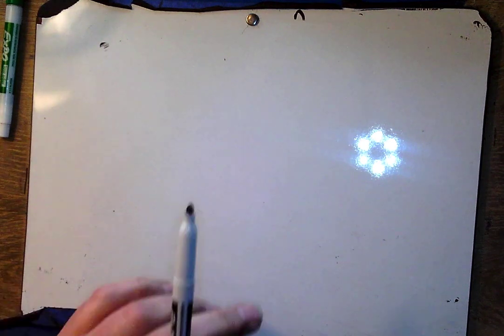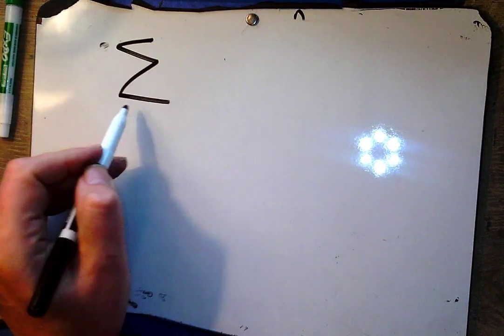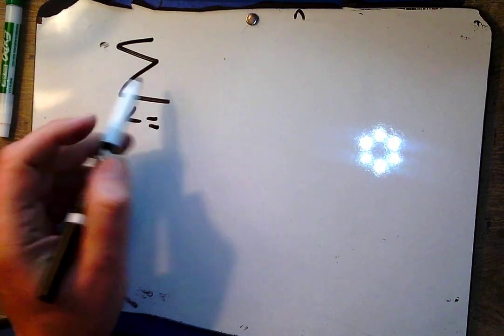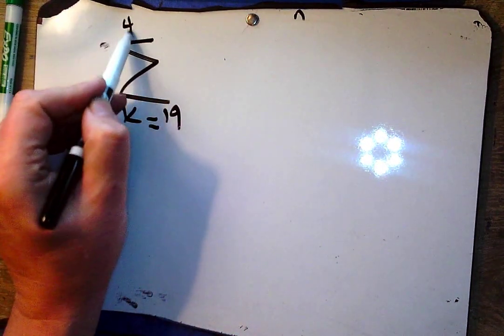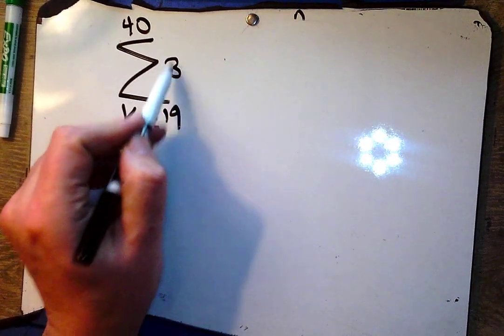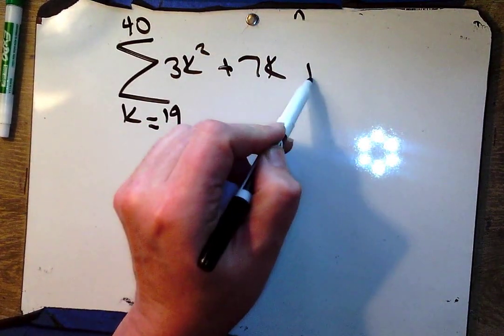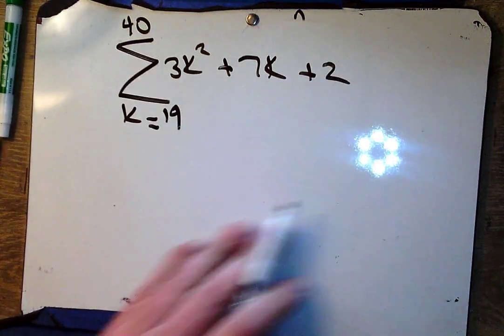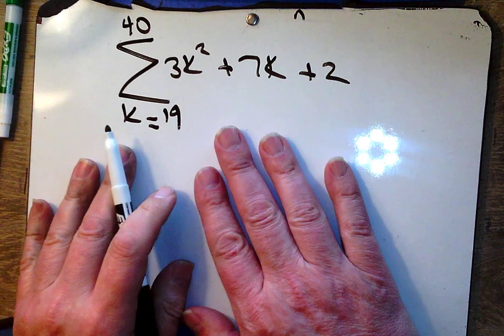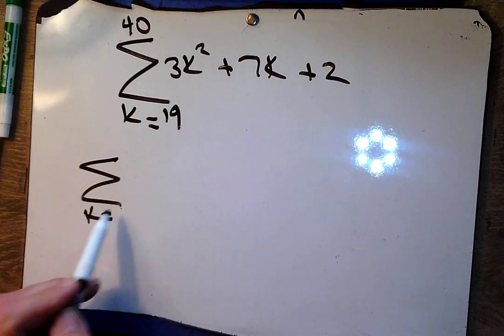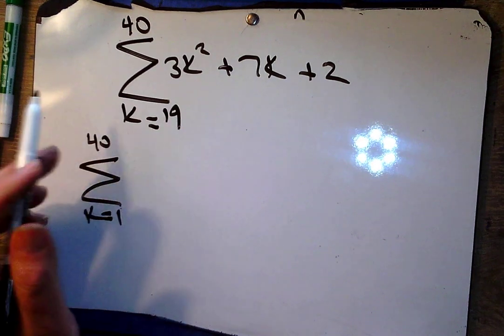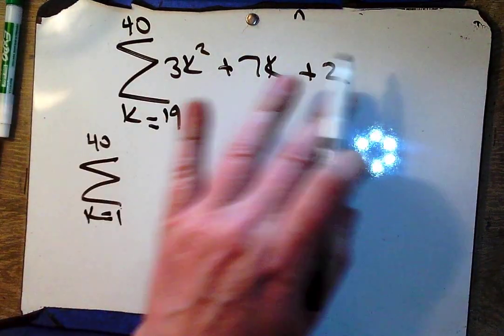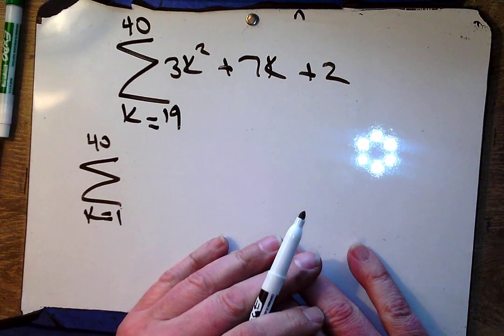So, shall I do one more and then you can do one more? That'll be 18. Okay, so the sum from k equals 19 to 40 of 3k squared plus 7k plus 2. Okay, so this is a little different. In the last problem, we went from k equals 1 to 30. And we split this up into 3, and I think that's fabulous.